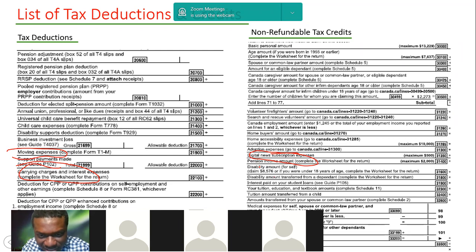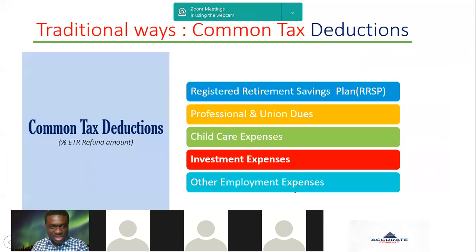So we have interest paid on student loan, tuition amount. Yeah, so this is just a snapshot of the tax credits and the deductions. But the major ones that, from experience, I know clients usually have issues with reporting the right data will be discussed during the course of this session.